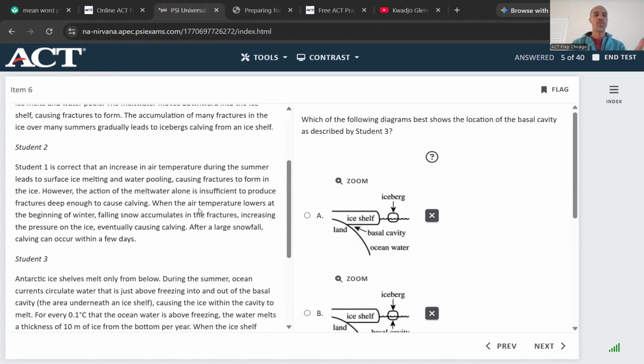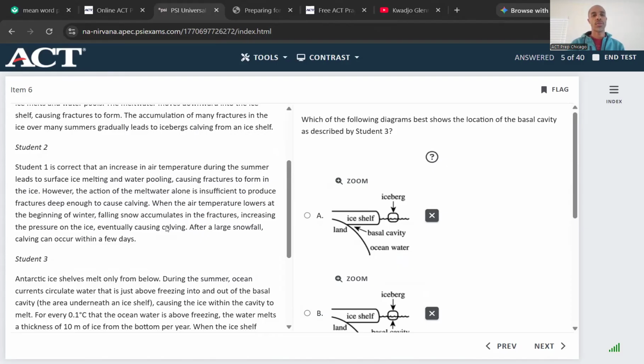Now, you learn from Student 2 more about Student 1 sometimes. Student 1 is correct that an increase in air temperature during the summer leads to surface ice melting and water pooling, causing fractures. However, this is where Student 2 differs from Student 1: the action of the meltwater alone is insufficient to produce fractures deep enough to cause calving. When the air temperature lowers at the beginning of winter, falling snow accumulates in the fractures, increasing the pressure on the ice, eventually causing calving. After a large snowfall, calving can occur within a few days.